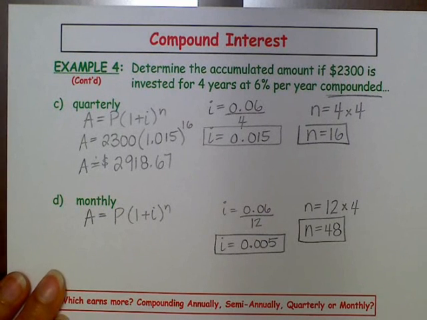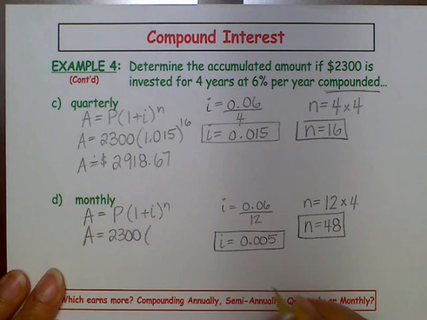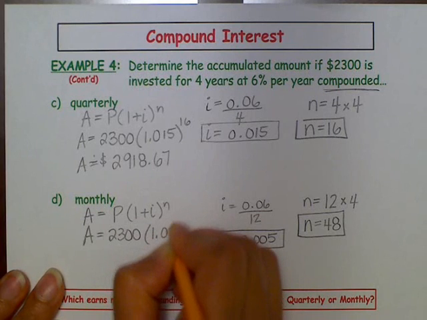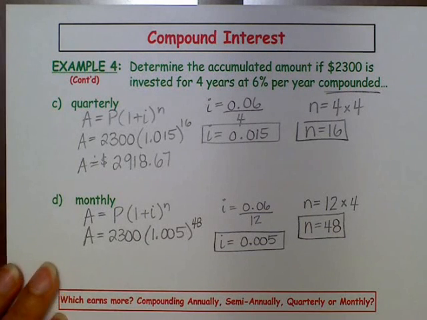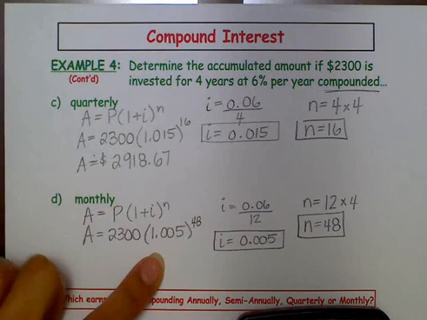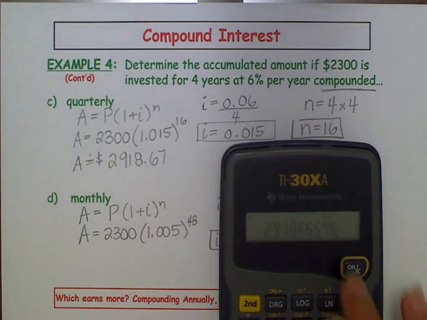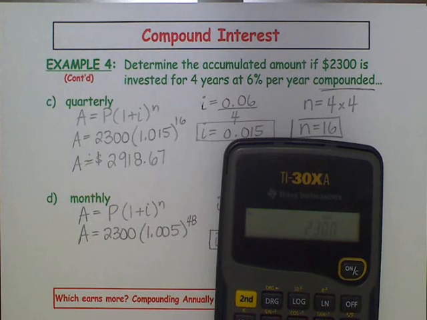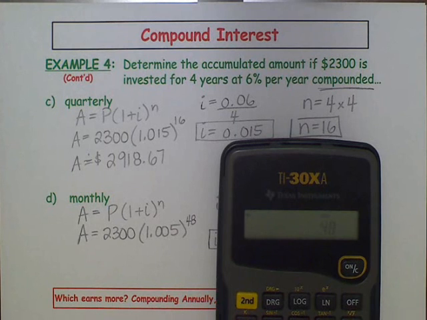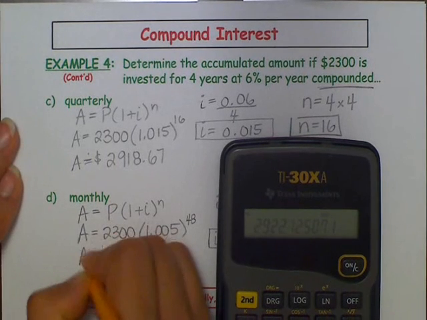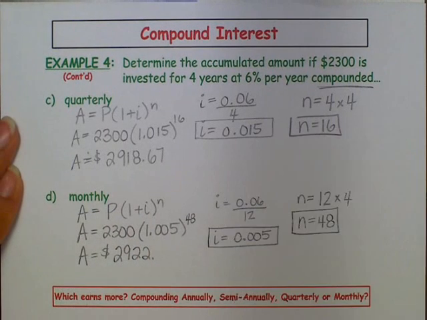Let's substitute in the information we know. This is 1 plus i, so 1.005 to the exponent 48. You'll notice that the growth ratio is a little bit smaller compared to the previous one, but the exponent is higher because you have more compounding periods. 1.005 to the exponent 48, and you get A equals $2,922 and about 13 cents.